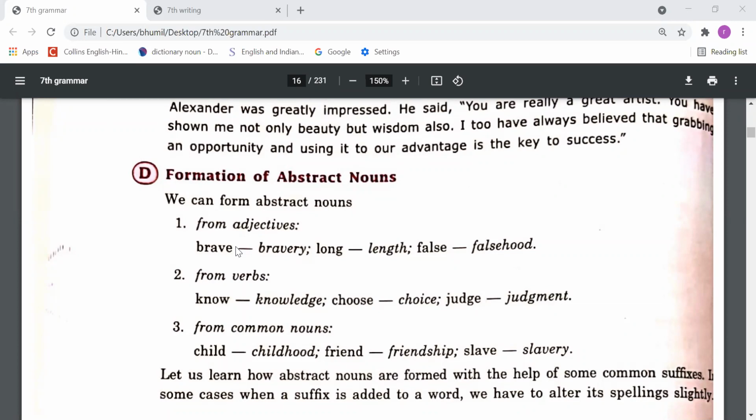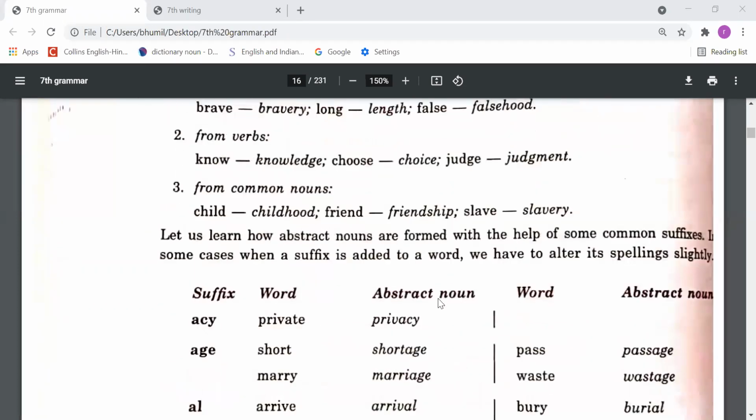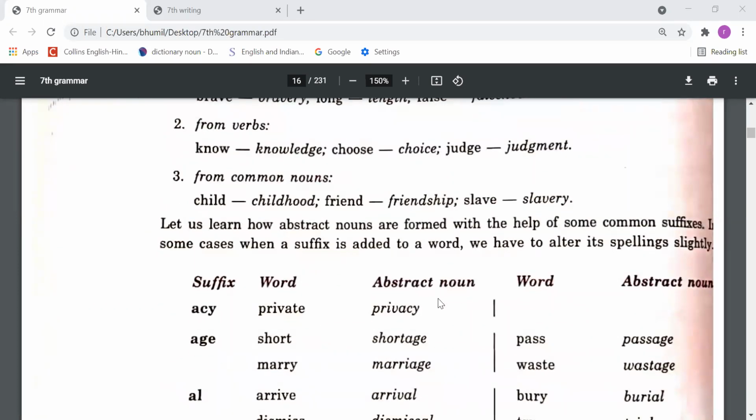In the same way, from verbs we can also create abstract nouns, like know. Know means to come to know. Know, that's a verb. Knowledge is a noun. Choose, verb. Choice is a noun. Judge, verb. Judgment is a noun. And now from common nouns also we can make abstract nouns, like child, a common noun, childhood, an abstract noun; friend, friendship; slave, slavery. So in this way, we can make abstract nouns.